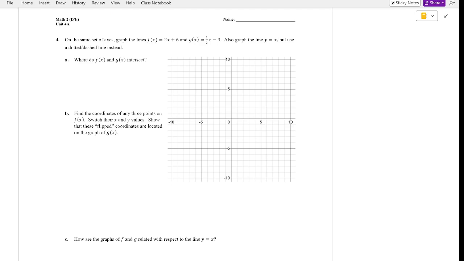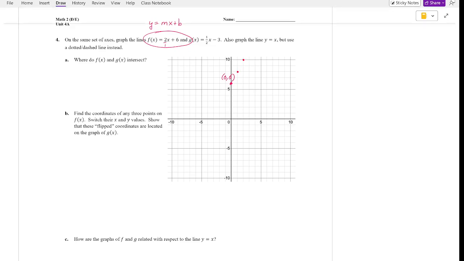I'll do that one in this pinkish color here. So f of x equals 2x plus 6. You might remember it's in mx plus b form. If we plugged in 0 for x, you would get 6 for the y-intercept. So we have the point (0, 6) on this line. And then the slope is 2, so it's like 2 over 1. That's rise over run. So up 2 over 1, up 2 over 1.